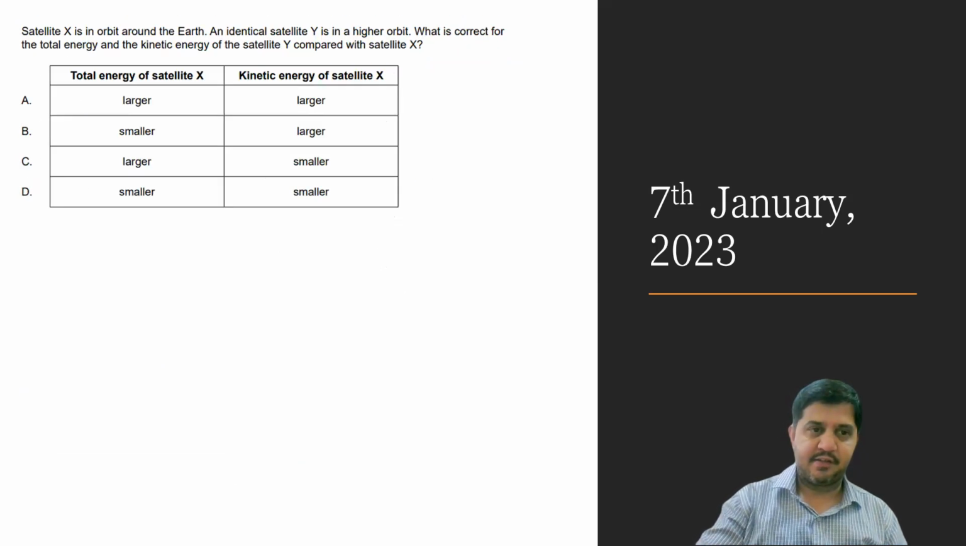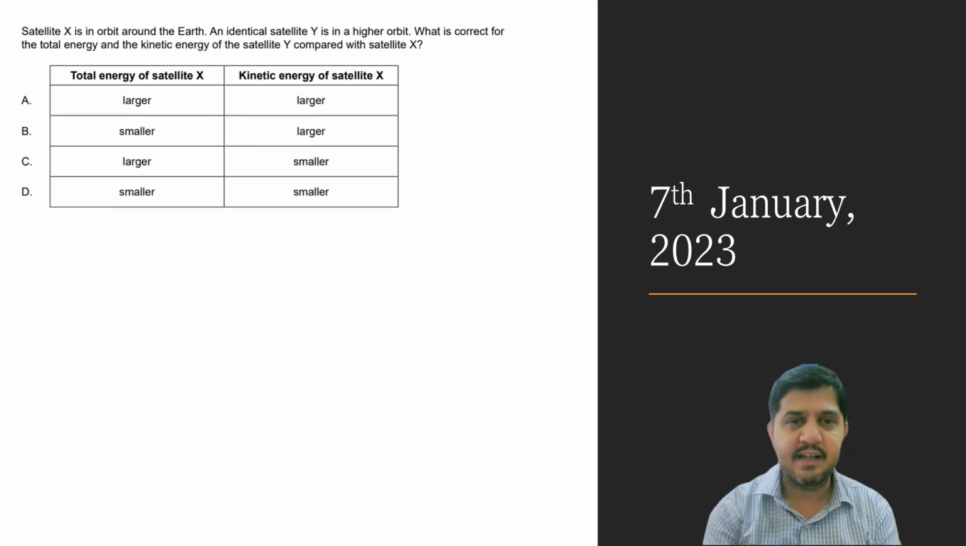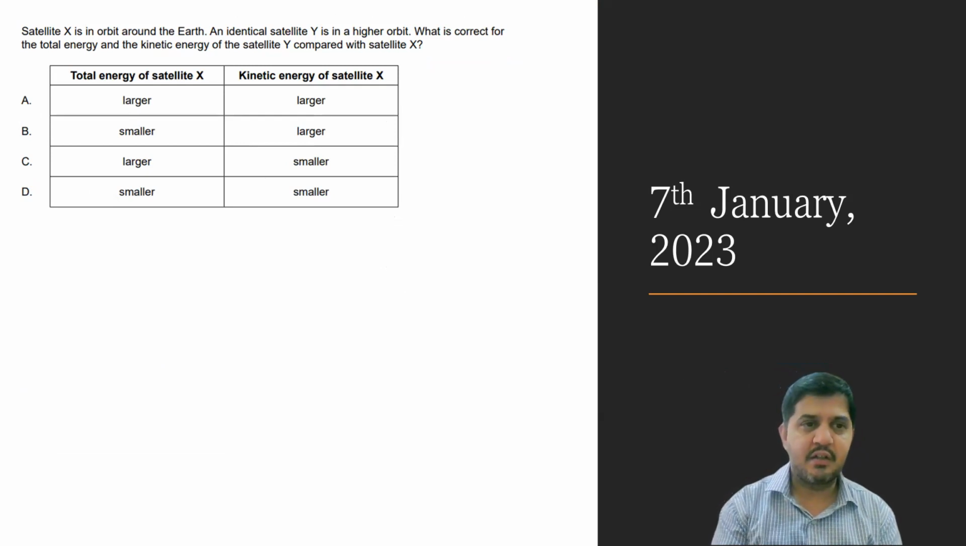Right, this one works like this. Satellite X is in orbit around the Earth. An identical satellite Y is in a higher orbit. Which is correct for the total energy and kinetic energy of satellite Y compared with satellite X? So what are you going to compare? Total energy and kinetic energy, right?